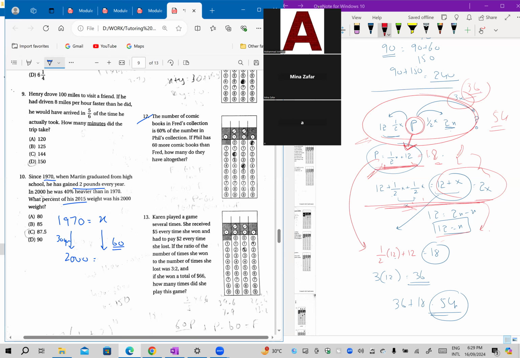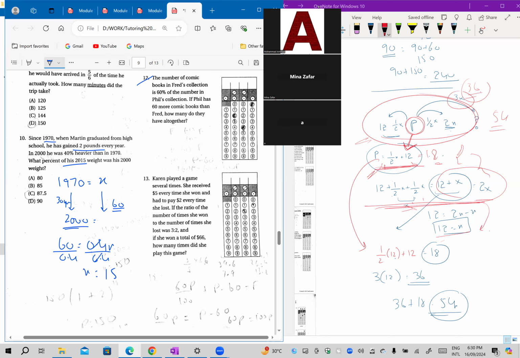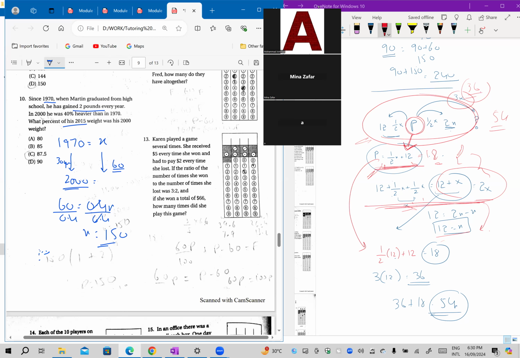Now, if he gained 60 pounds, they say that in 2000 he was 40% heavier than he was in 1970. So this 60 in 2000 is equal to 40% of x, that is 0.4x. From here we get x: 0.4x equals 60, so x is equal to 150. That means the original weight was 150 pounds. Now that we have the value of x, immediately start quantifying: in 1970 his weight was 150 pounds.